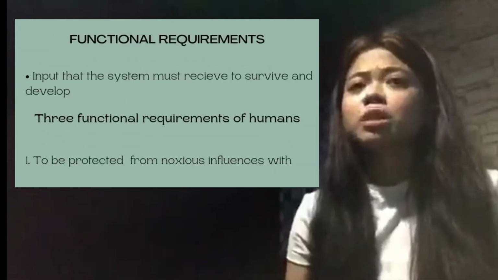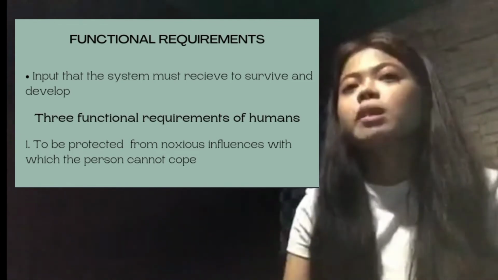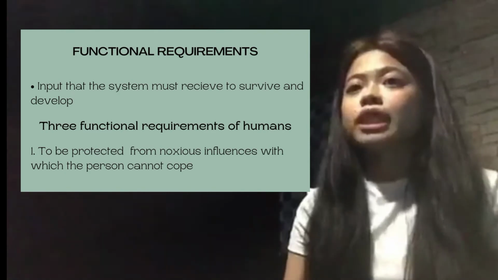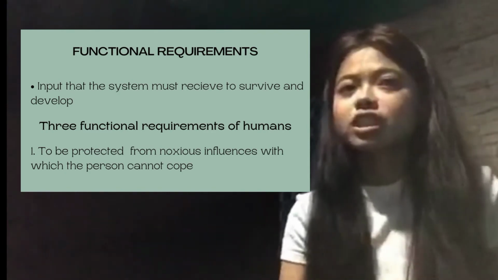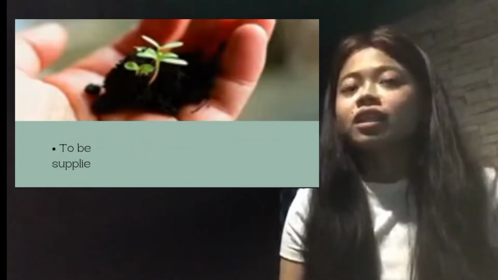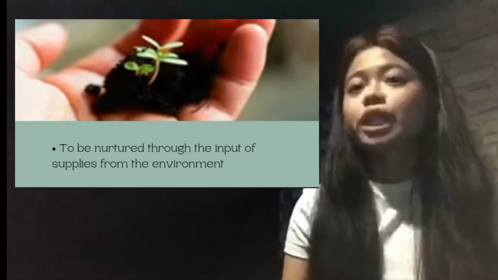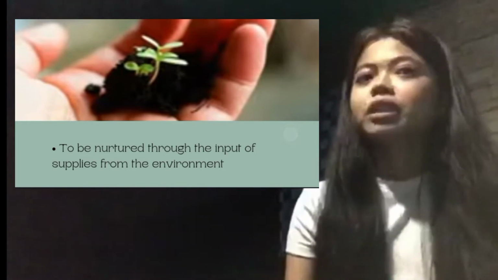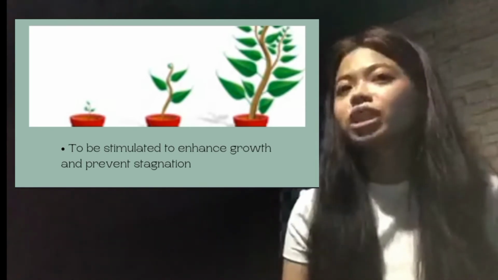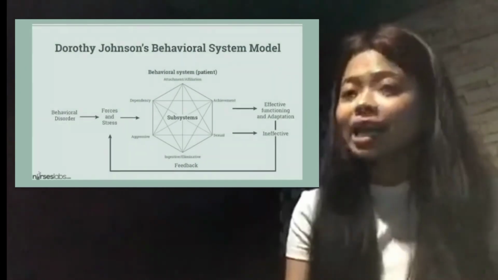Each subsystem also has 3 functional requirements. The first is that it must be protected from noxious influences that the system cannot cope with. Second, each subsystem must be nurtured with appropriate supplies from the environment. And lastly, each subsystem must be stimulated for use in order to enhance growth and protect from stagnation.